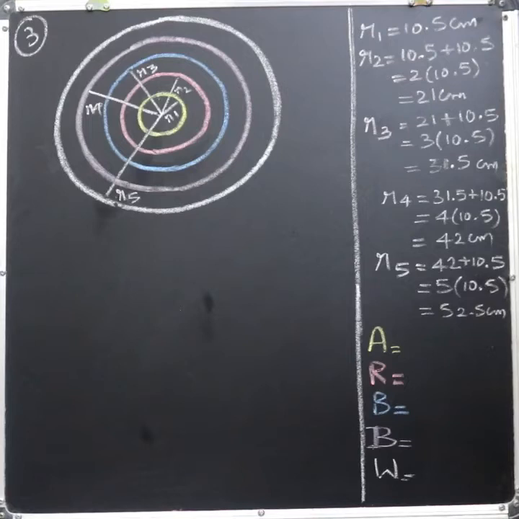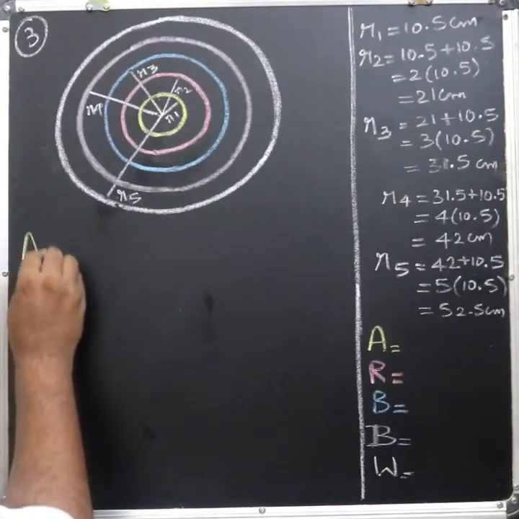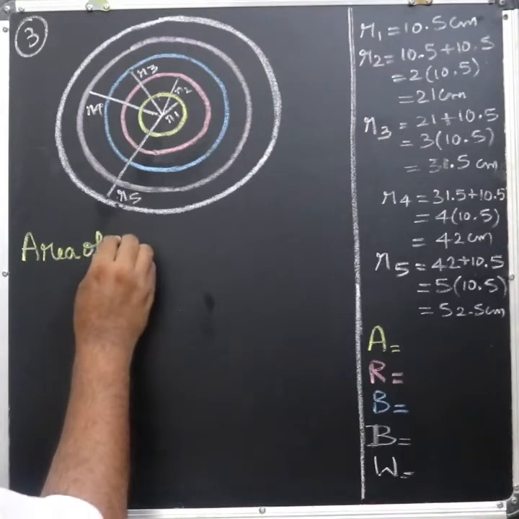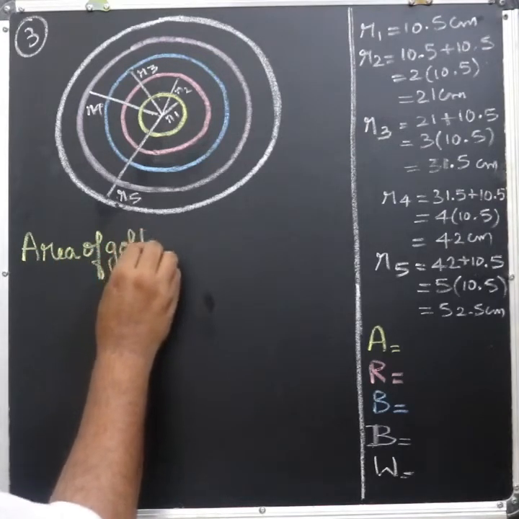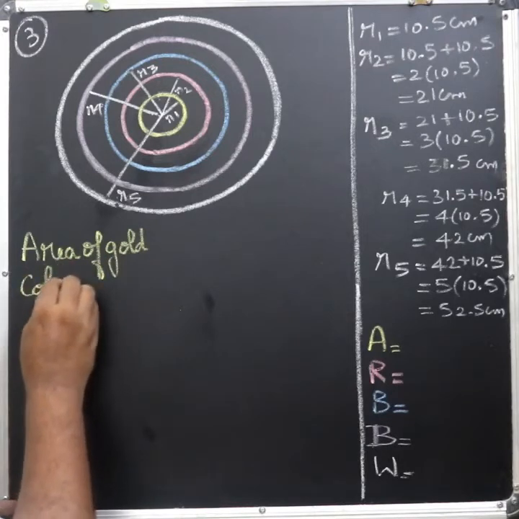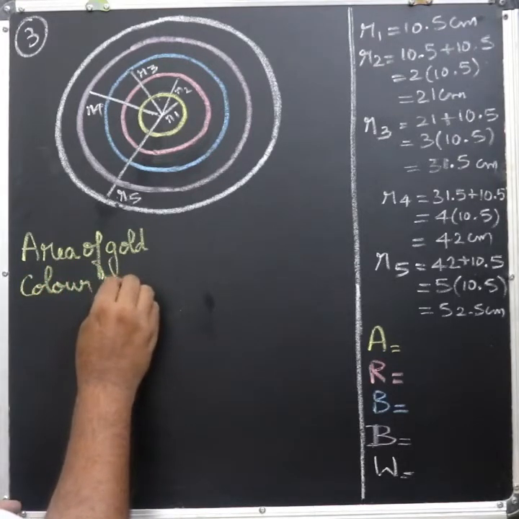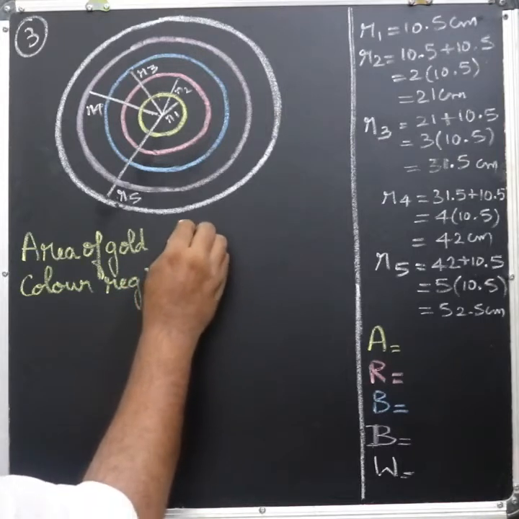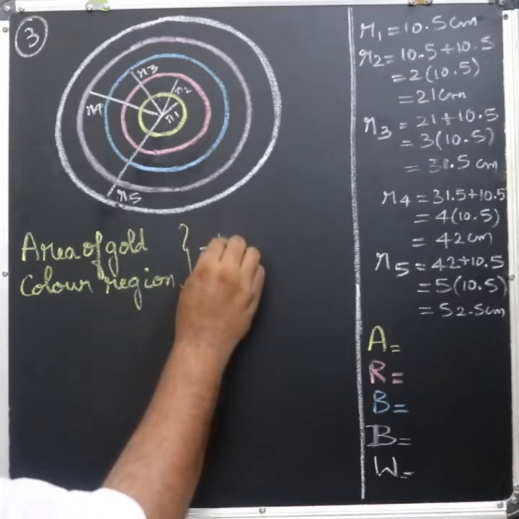Now they are asking us to find area of each of the 5 scoring regions. First we will find area of that innermost circle, that is gold region. Area of gold color region. Now to find area of circle, formula is pi r squared.